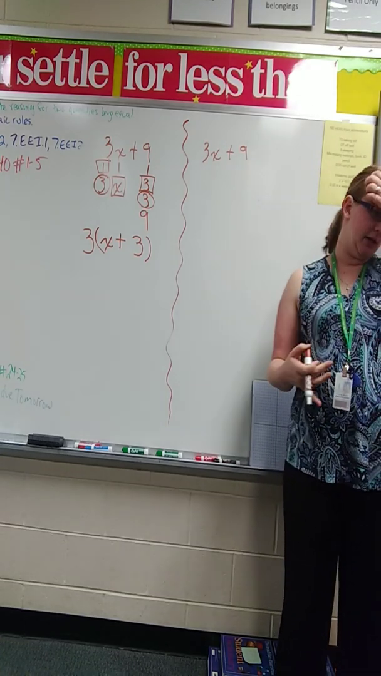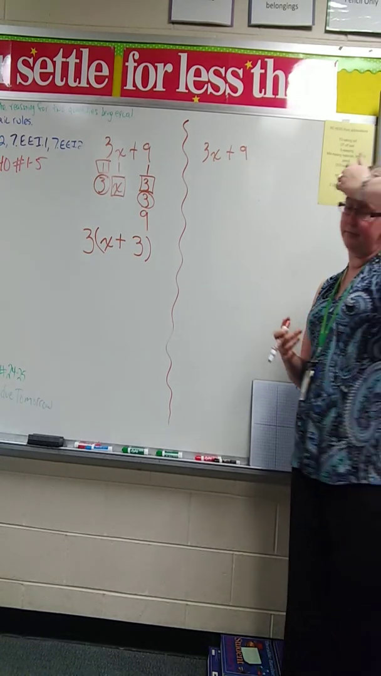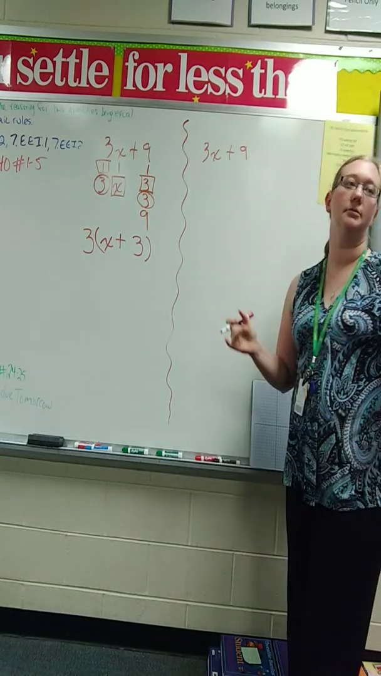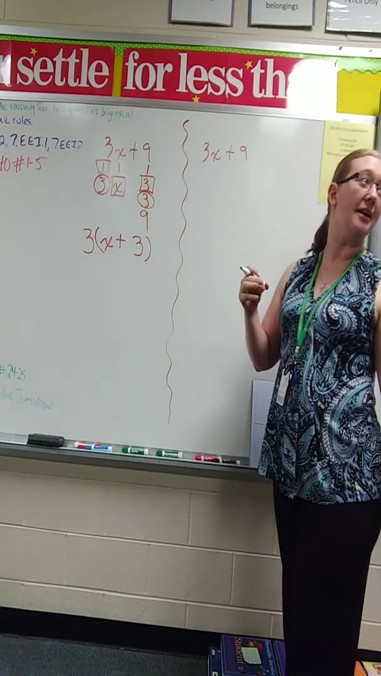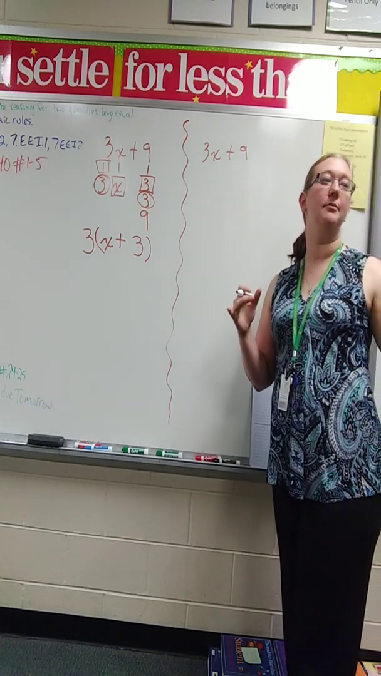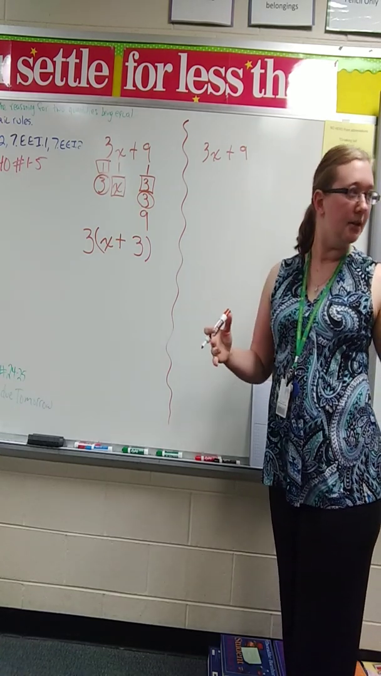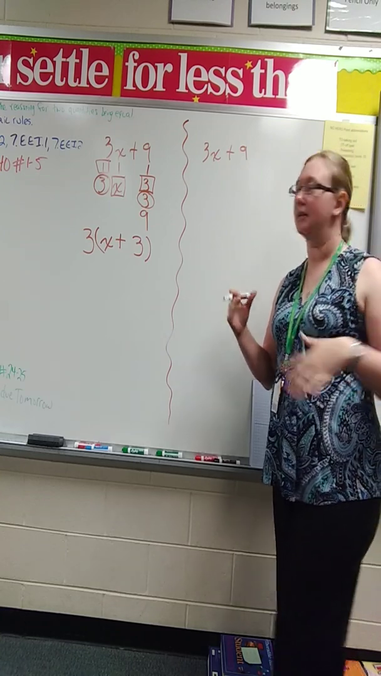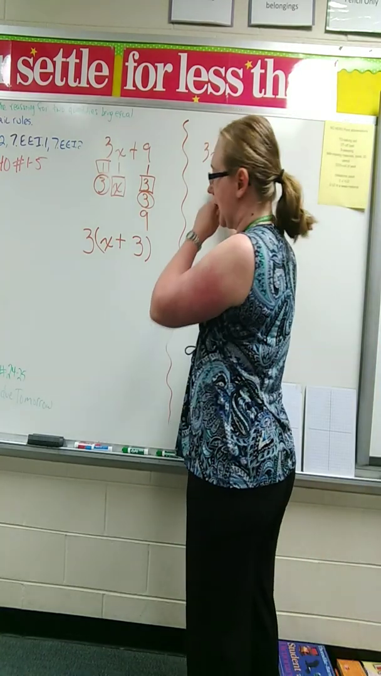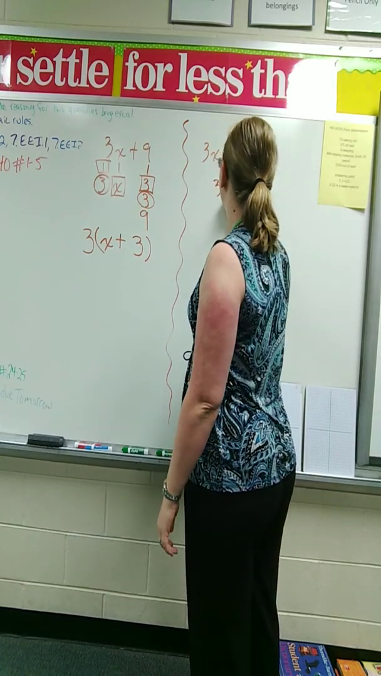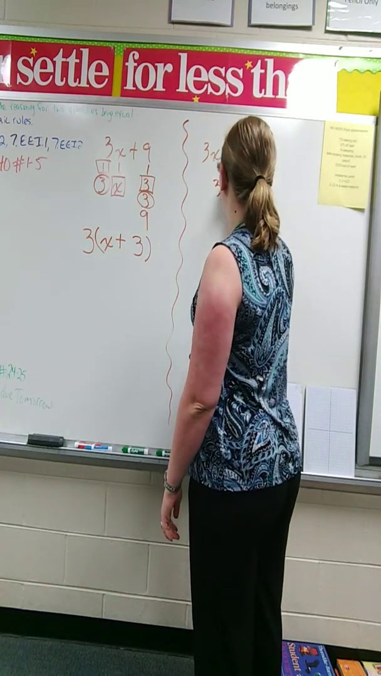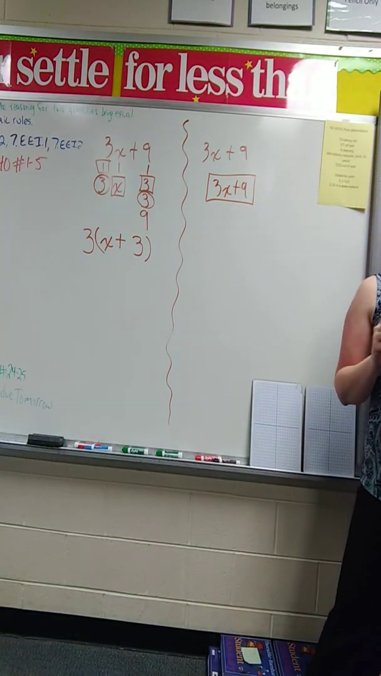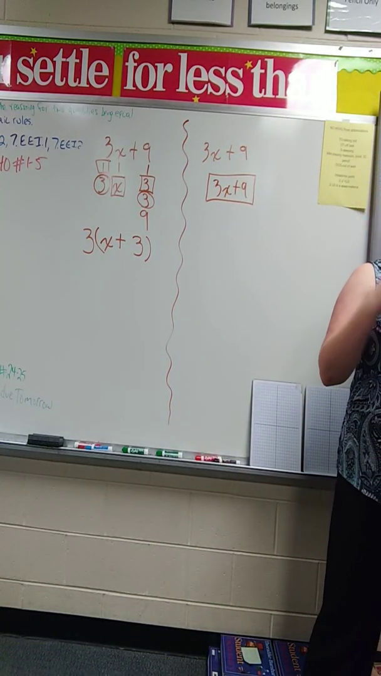Here's the other way we can do this. The other way, I like to call it the upside down cake way. Upside down cake. What? Hold on. Hold on. Because it kind of looks like a tiered cake. So we start with a box and our expression in the box.